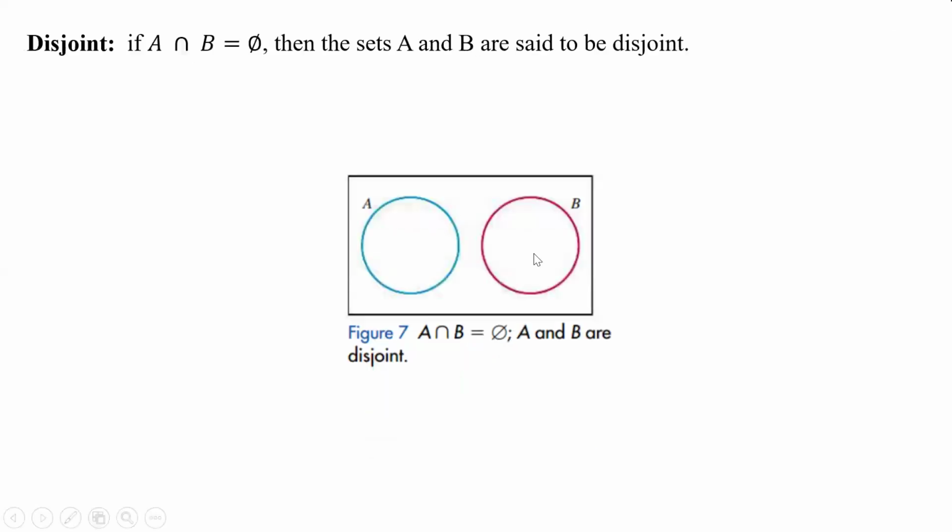Now we also have disjoint sets. If A intersect B is the empty set, then sets A and B are said to be disjoint. There's no intersection, and because there's no intersection, there's also no crossover. It's not going to have any elements in common, and so it's called the empty set. They're disjoint. That's how we denote that one.